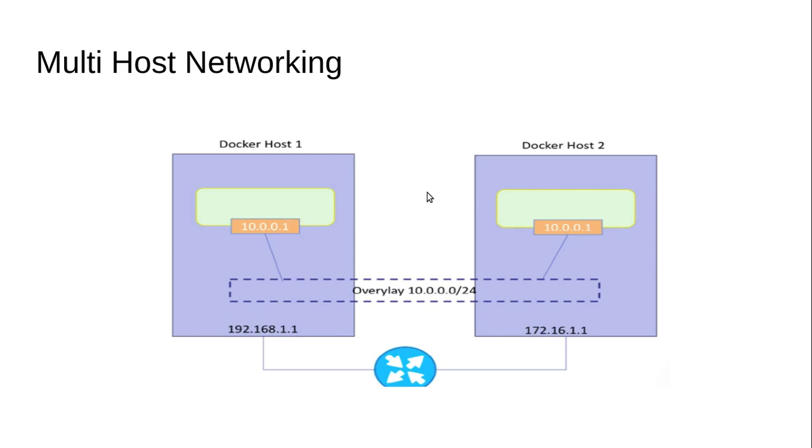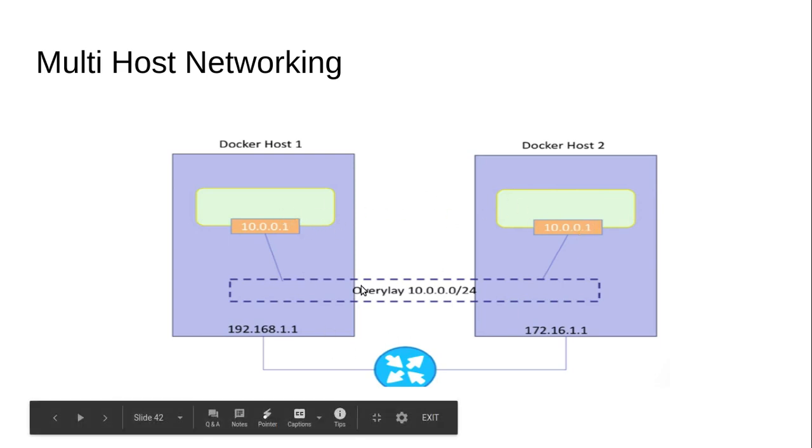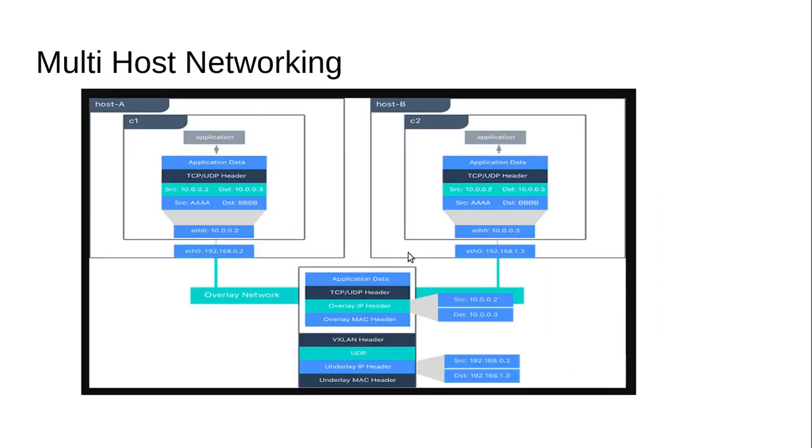That means on the two Docker hosts we have these containers with 10.0.0.1, but this is our overlay network. With the help of the overlay network we can interact with each other. Okay, but how does it work internally, how does it interact with each other? Let's see that.